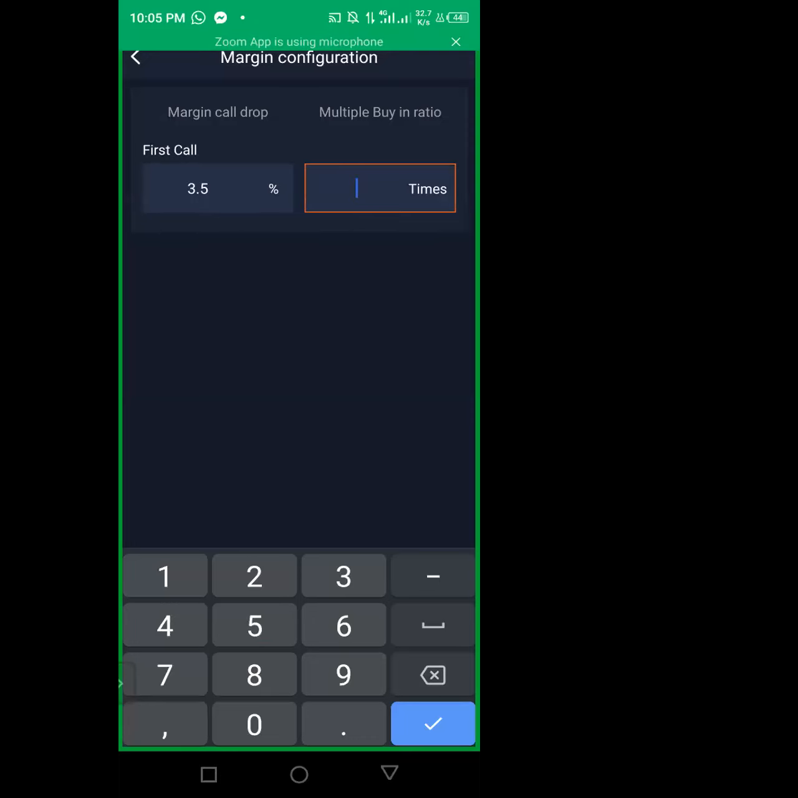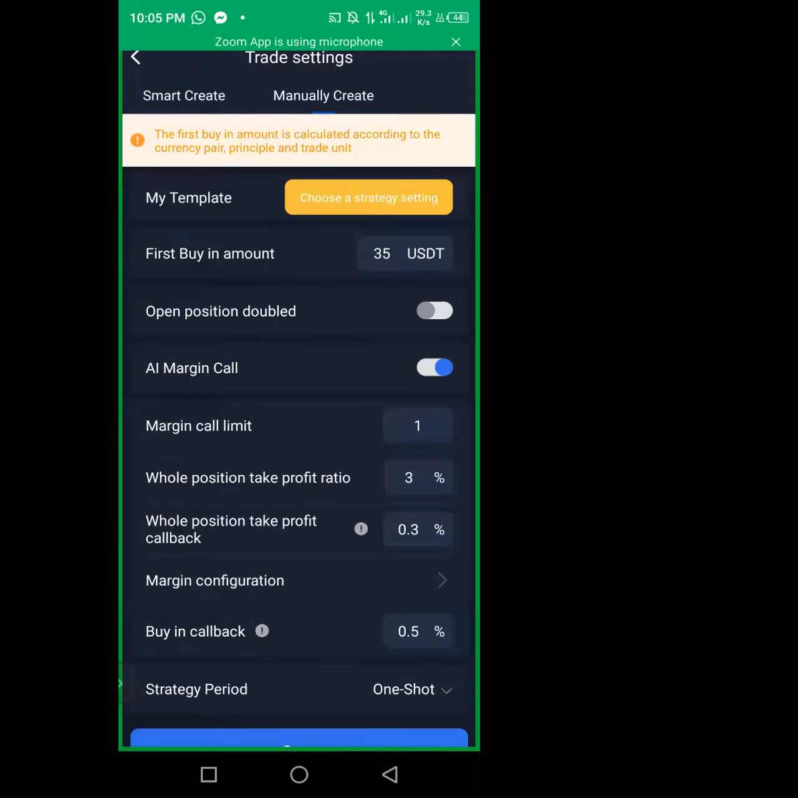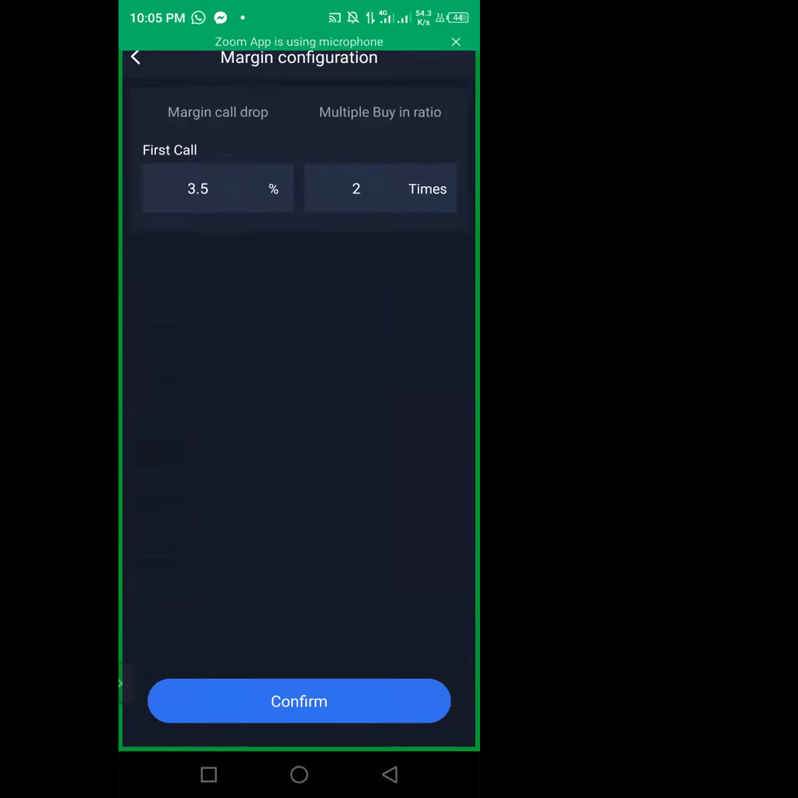Please, those that are joining us new, I hope you are understanding this because most people make this error in margin calls. So what did you say is the first buy amount? The first buy amount is 35. And the remaining money is 15 we want the robot to use to buy our first margin. So what should be here?